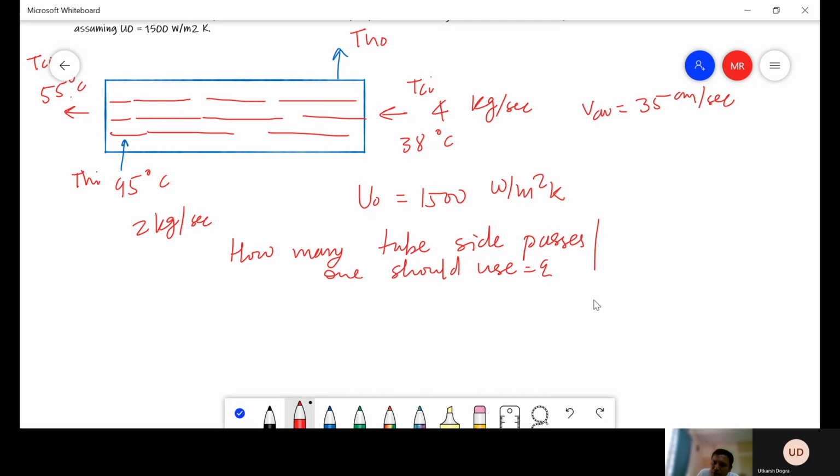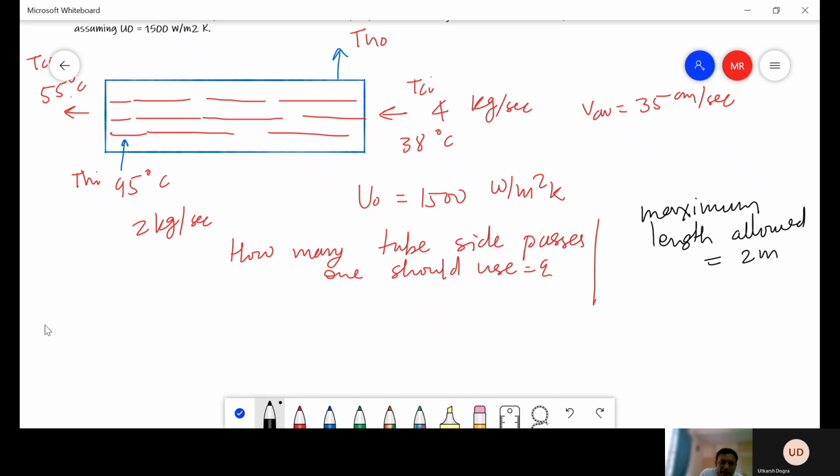This question is important because the maximum length allowed is 2 meter. If the length of my tube is going beyond this, then I have to increase the number of passes in order to make sure that the heat exchanger becomes compact and we can fit it into a 2 meter length. That is what the idea is. So the number of passes here is very important.